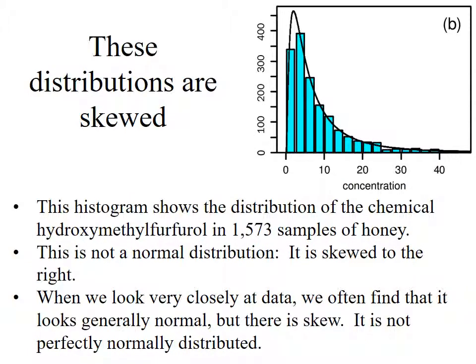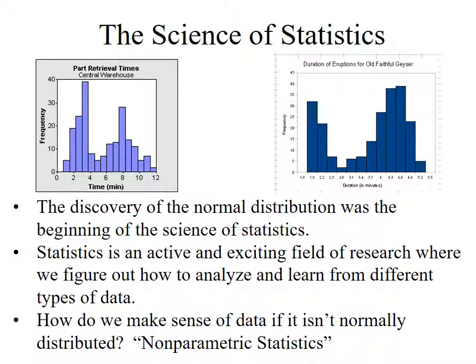Here's data from a chemistry experiment where we have, no, that's not a normal distribution. And the tail goes farther to the right and is cut off to the left. This happens a lot as well. We're going to need to learn to look at these different sorts of data and to try to make sense of these. And this is what statistics is all about.